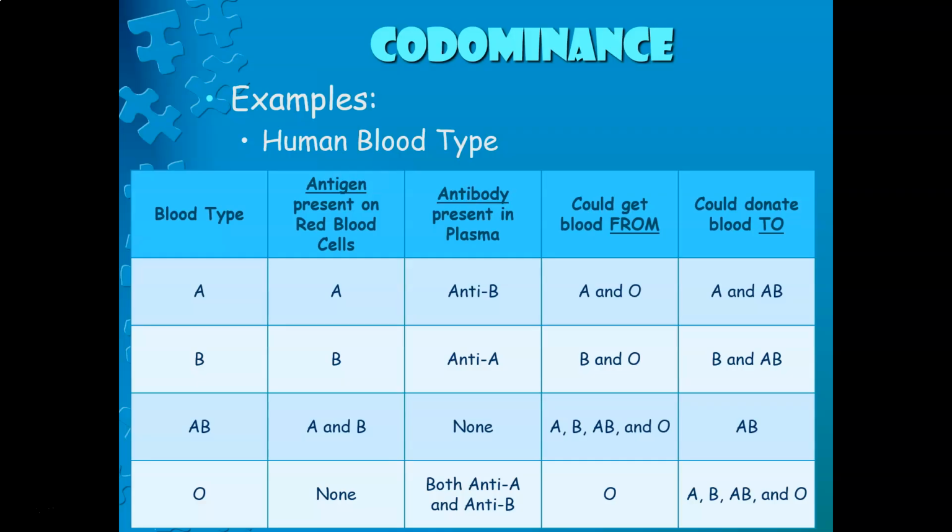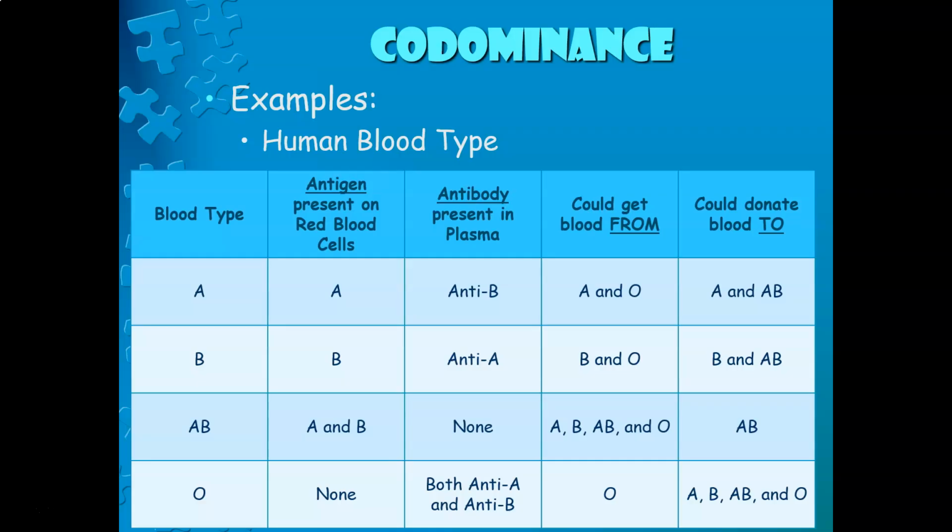Type B would be the opposite. So I've got B antigens, anti-A antibodies, so I can get blood from anybody who's type B or type O, and I can give to anybody who's B or type AB. If I look down at type AB, well, now I've got both antigens, but no antibodies, which means I can get from anybody because I don't have any antibodies to stick to any sort of foreign antigens. I'm good, I'm clear. That being said, I can only donate to somebody who is AB, and O is the opposite of that. So they've got no antigens, but because they've got both antibodies, they can only get from type O, but they are able to donate to anybody.